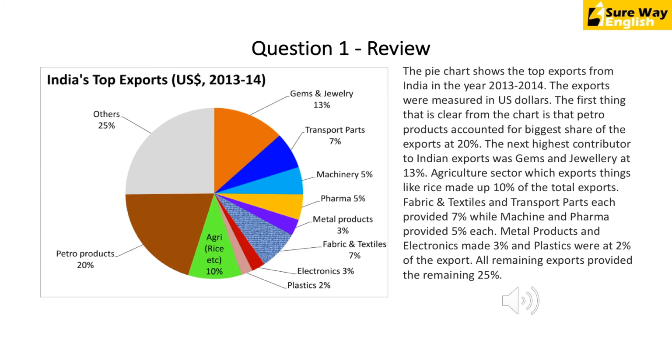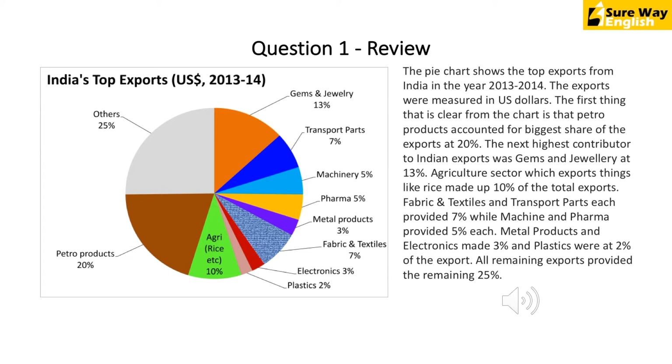The pie chart shows the top exports from India in the years 2013 through 2014. The exports were measured in US dollars. The first thing that is clear from the chart is that petro products accounted for the biggest share of the exports at 20%. The next highest contributor to Indian exports was gems and jewelry at 13%. The agriculture sector, which exports things like rice, made up 10% of the total exports. Fabric and textiles and transport parts each provided 7%, while machine and pharma provided 5% each. Metal products and electronics made 3%, and plastics were at 2% of the exports. All remaining exports provided the remaining 25%.